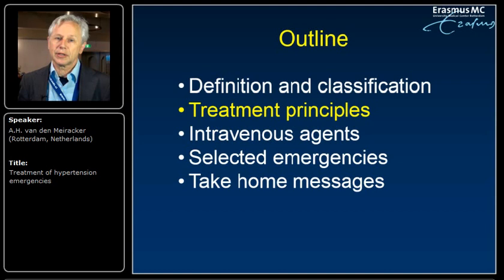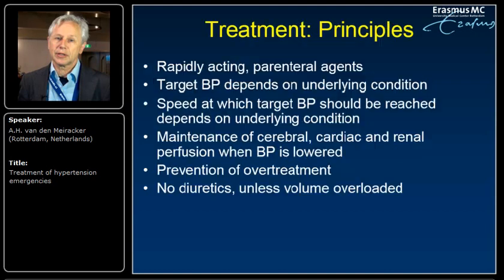The treatment principles I will discuss now. We usually have to treat emergencies with rapidly acting parenteral agents, and we have to know that the target blood pressure depends on the underlying condition, and the same is true for the speed at which the target blood pressure should be reached. Important is that when reducing blood pressure we maintain the cerebral, cardiac and renal perfusion, and we should be aware of over-treatment. I will come to this within a minute. And usually no diuretics, unless patients are overloaded, for instance in patients with renal failure and patients with congestive heart failure.